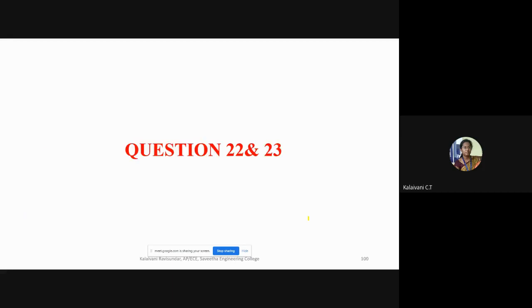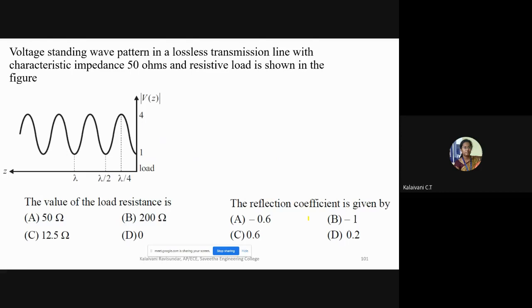Next, we will go to the next question. They have two questions from the same common data, so read the question. The voltage standing wave pattern in a lossless transmission line with characteristic impedance 50 ohms and a resistive load is given in the figure. From the figure, you are able to get some parameters. What we have to find is the value of load resistance and reflection coefficient.